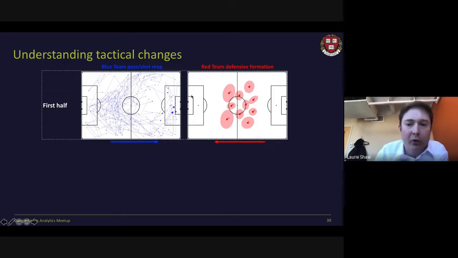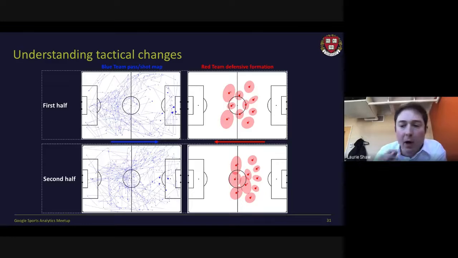And so what you can see is that the blue team predominantly would attack down the flanks, particularly down the right-hand side. And in fact, they made the vast majority of the high-quality opportunities from crosses from the right-hand side of the field. And very little went through the center of the field, quite possibly because of the three central midfielders deployed by the red team defensively. At halftime, the red team made a significant tactical change, essentially switching to 5 at the back, 2 midfielders, and then 3 forwards. And you can see that the pass and shot map of the blue team changed significantly in the second half as well.